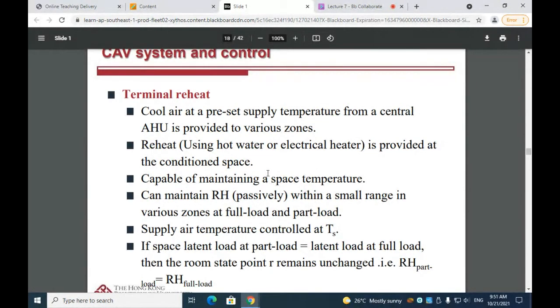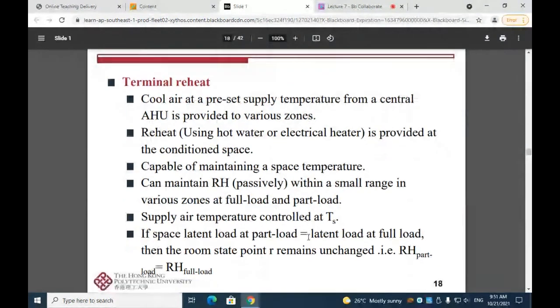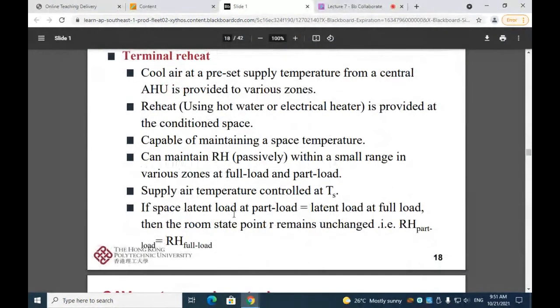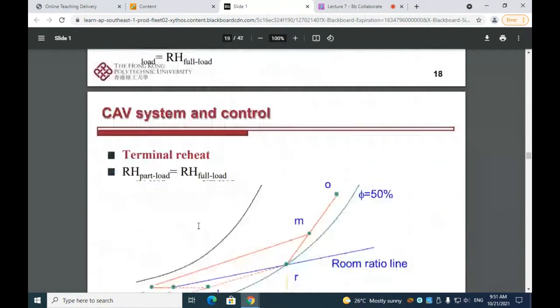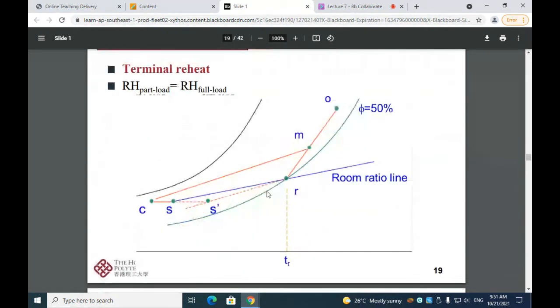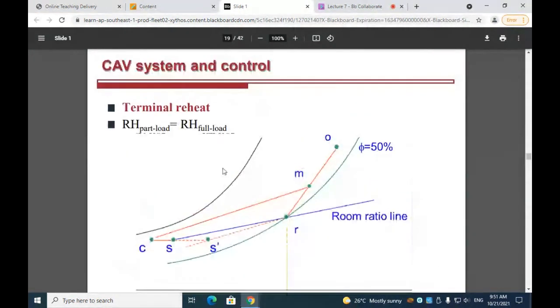It's capable of maintaining a space temperature, and it can passively maintain relative humidity within a small range at full load and partial load. And the supply air temperature is controlled, and if the space latent load at partial load equals the latent load at full load, then the room state point will remain unchanged. So this is how it looks like for terminal reheat.